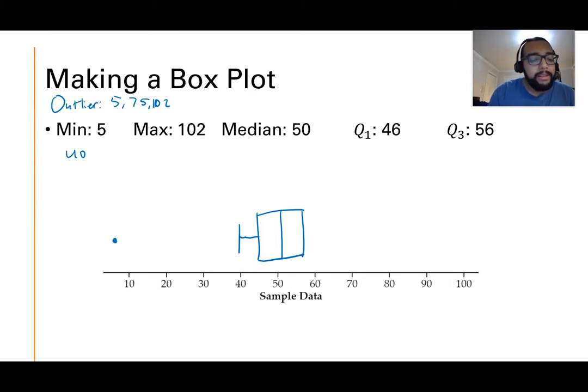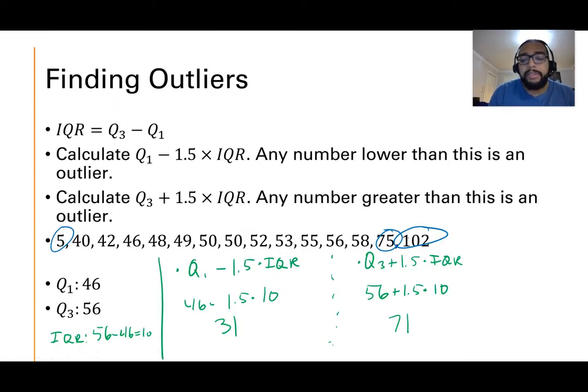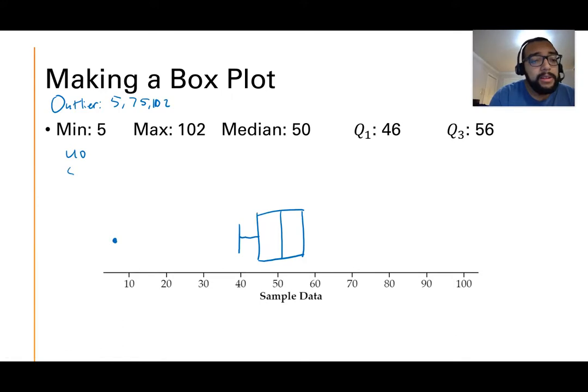And same thing here on the other end. Since these two numbers are outliers on the greater end, that means 58 is going to be our biggest number that is not an outlier. So I'll extend my whiskers to 58, which is not a lot because that's almost at 59 right there. And then we'll place 2 dots at 75 and 102.